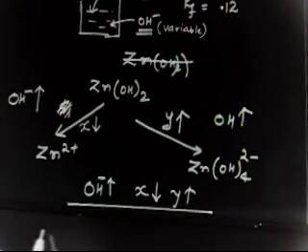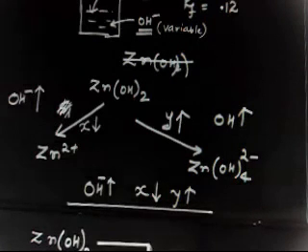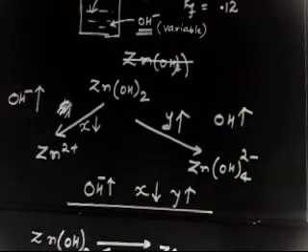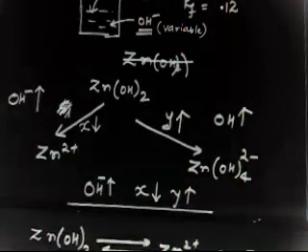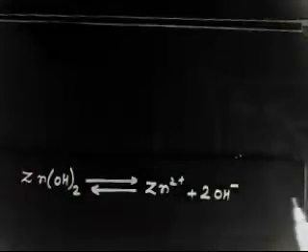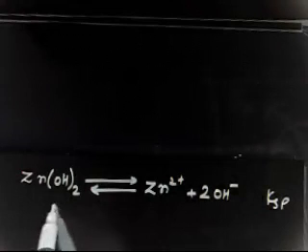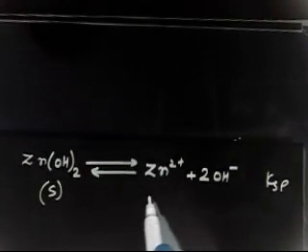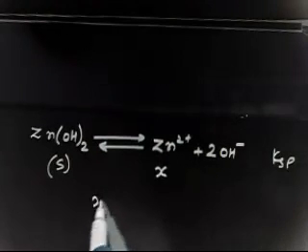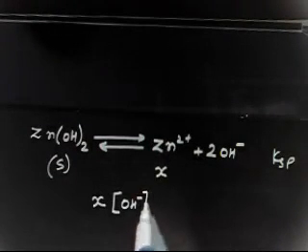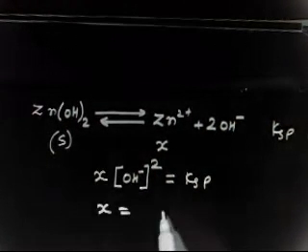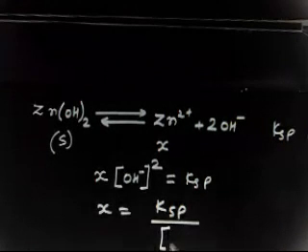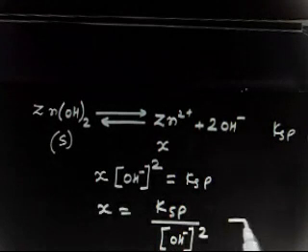So you have two reactions. First reaction you have Zn(OH)2 solid giving Zn2+ plus 2OH-. So this reaction you have, and Ksp is given to you. From this reaction the Zn2+ that is coming is X. So I can write X into OH- raised to the power 2 is equals to Ksp. So what is the value of X? X is nothing but Ksp divided by OH- raised to the power 2. So this is my one equation.